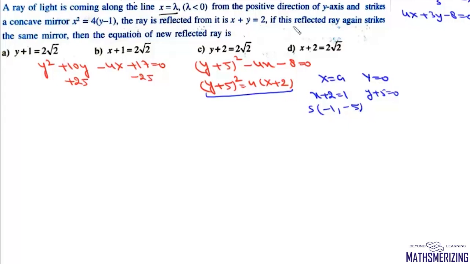Now the third question is: a ray of light is coming along the line x equals lambda, and lambda is less than 0, from the positive direction of y-axis and strikes a concave mirror, x square equals 4 times y minus 1. So it represents a parabola opening upwards and whose focus is at 0, 1. So we'll draw this parabola.